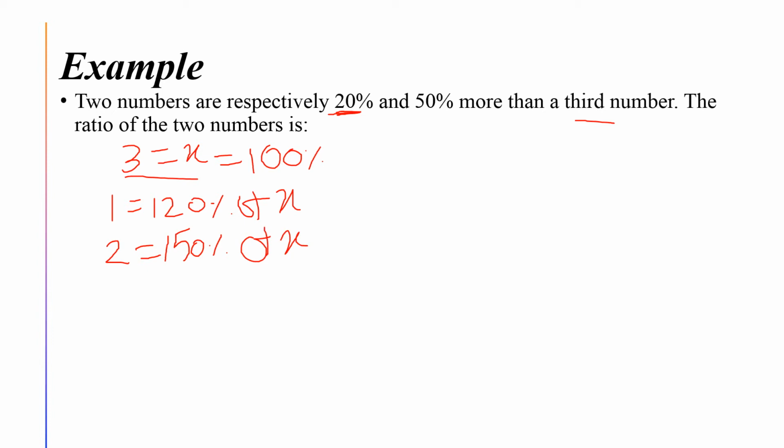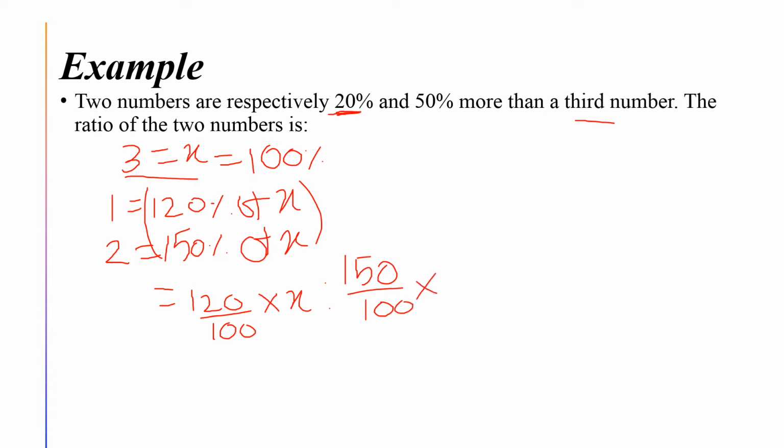Then we have to find the ratio between the first two numbers. So, 120 percent, that is 120 divided by 100 into x, is to 150 divided by 100 into x. Here 100 and x are common for both the terms, so we can simply cancel them. It becomes 12 is to 15. We can further reduce this ratio like this.